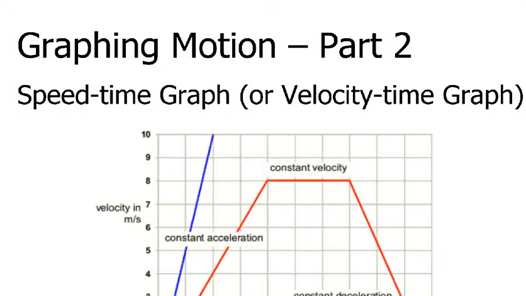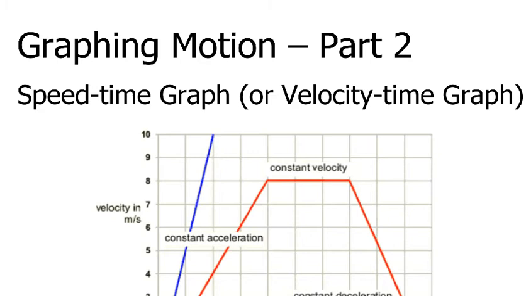Okay, so here we have the second part of our little series on graphing motion. This deals with a speed time graph. So this is the second kind of graph that we might do related to motion. In this case, we're not plotting the position of the object over time, but we're plotting its speed or its velocity according to time.